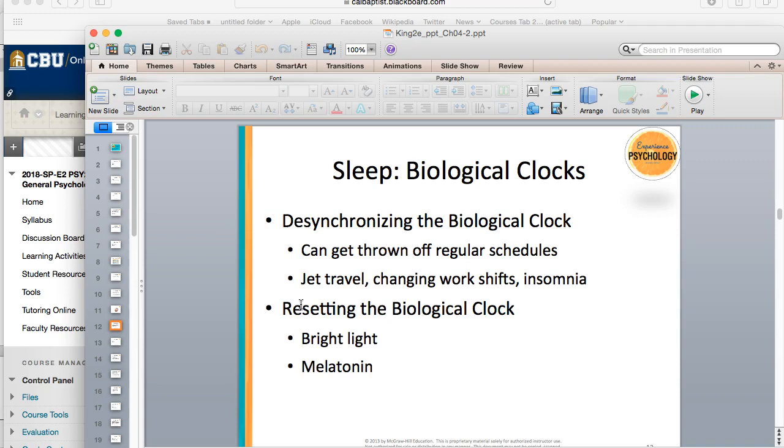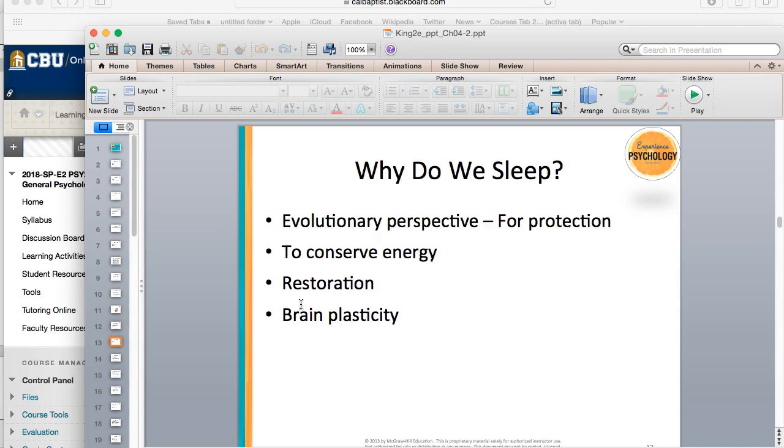So like I said, if you're on spring break out at the beach, this can have an effect on your sleep. So why do we sleep? From an evolutionary perspective, it's for protection. And it also speaks to, like I said before, I feel like when we sleep, our body is rejuvenating and rehealing, whether it may be if you have a brain injury or if you have a sore body from working out. This rejuvenates our bodies and gets us to have that energy for the next day, which is conserve energy, restoration, brain plasticity.